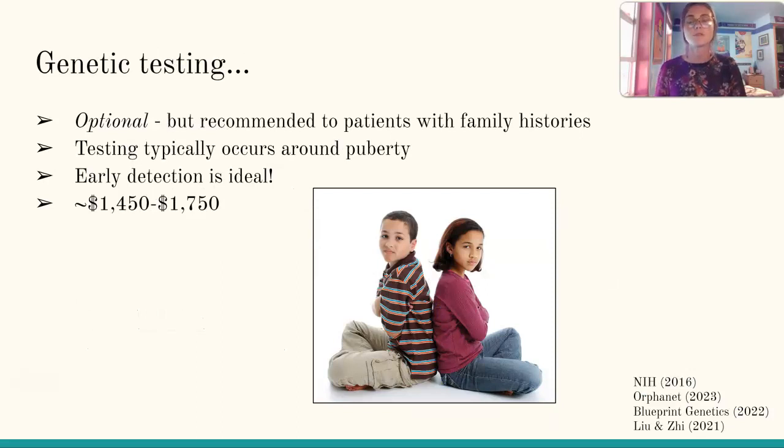Genetic testing is optional, however, it's recommended for patients with family histories because the risk is higher. Furthermore, those seeking infertility treatment have to be tested for KS prior to starting treatment, just to cover that base. Testing typically occurs around puberty, because that's when the symptoms and signs would appear and concern for KS would be prominent. Early detection, of course, is ideal, so you can target those developmental stages in sexual development early. It is an expensive test, between $1,500 and $1,800.